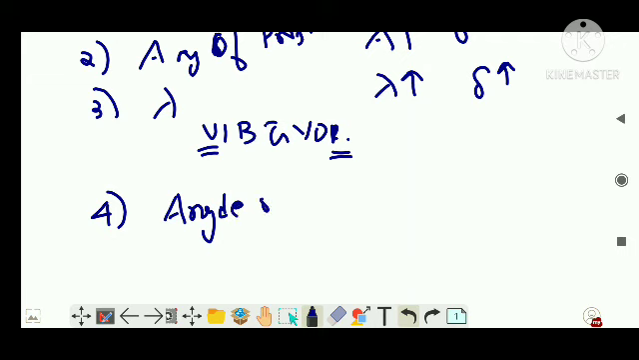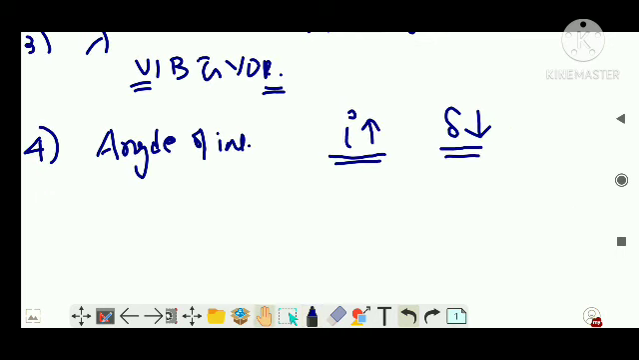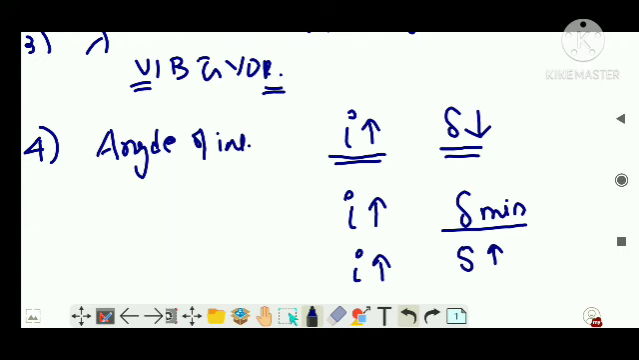Now the fourth parameter, the angle of incidence. As the angle of incidence increases, the deviation decreases. But this is a very important thing, guys. This was experimentally proved, not theoretically proved. It was found that when the angle of incidence was first increased, the angle of deviation decreased. Further, I increased the angle of incidence, and the angle of deviation reached its minimum value. After this, when the angle of incidence was further increased, the angle of deviation started to increase. First decrease, then the minimum value, then it started to increase.